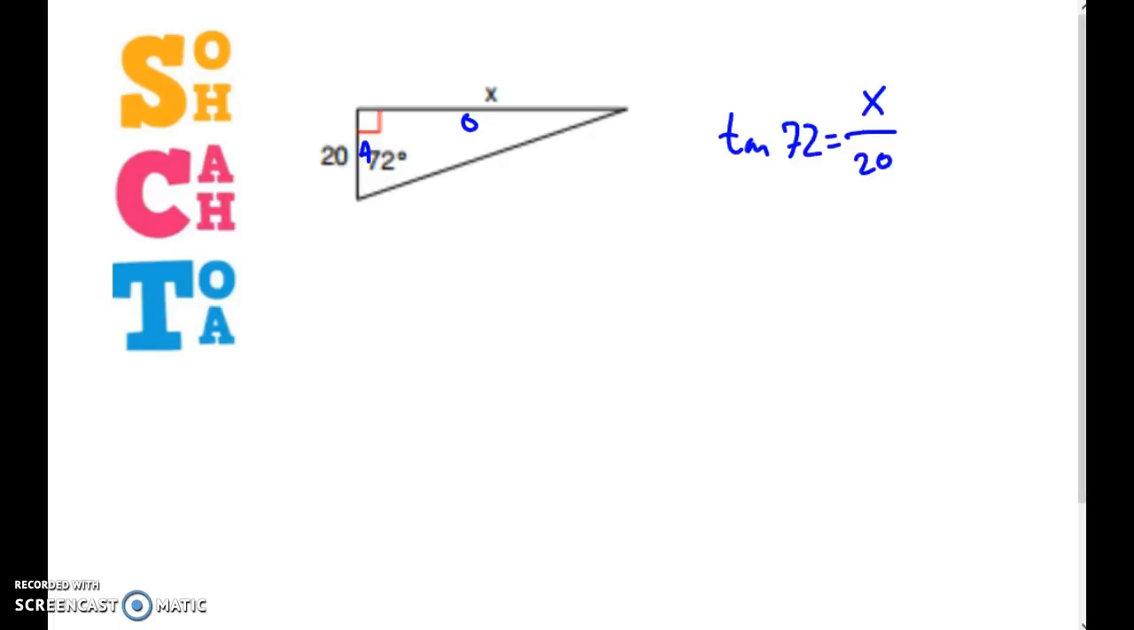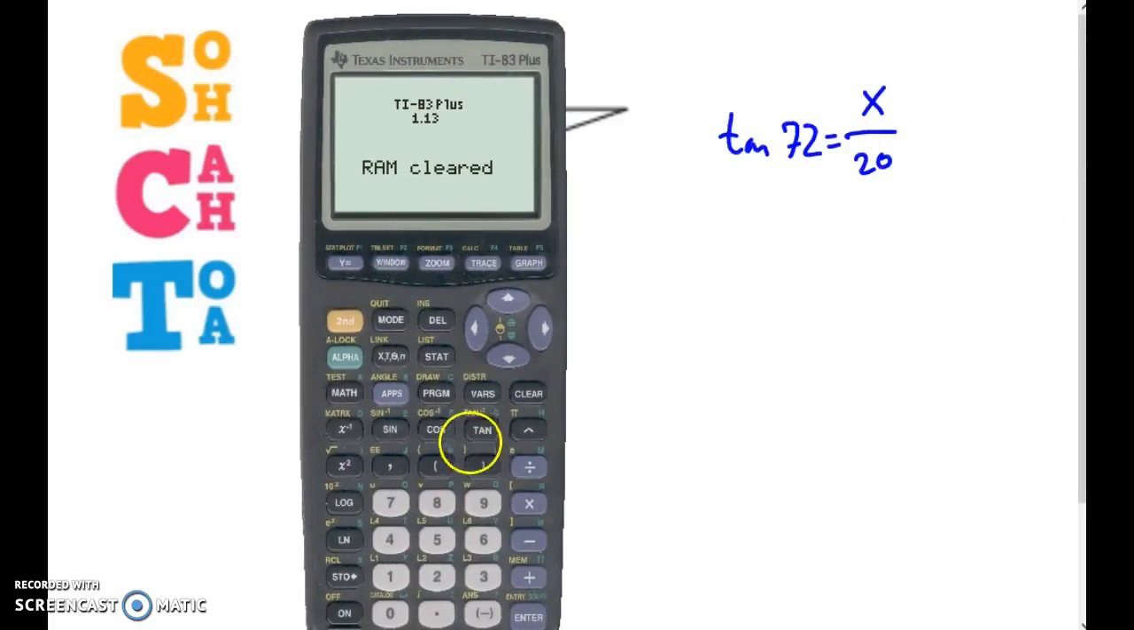This is where I run to my calculator. When I bring my calculator up, I've got a tan key. So I can press tan of 72.